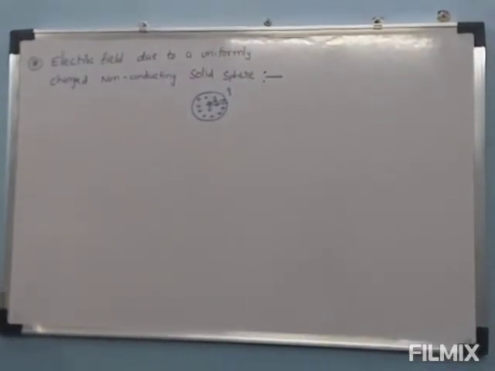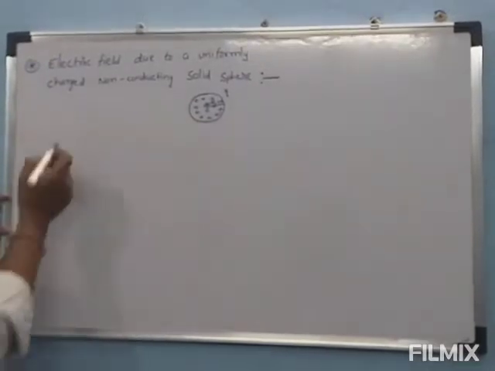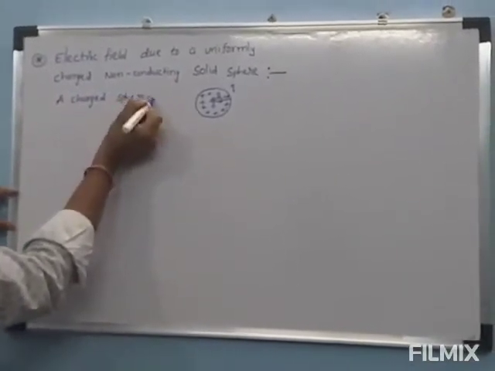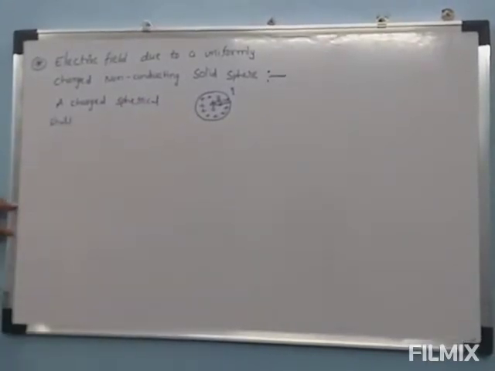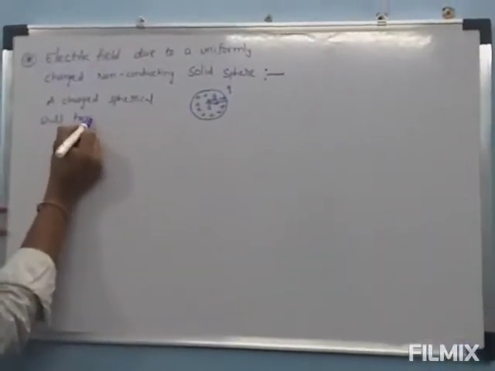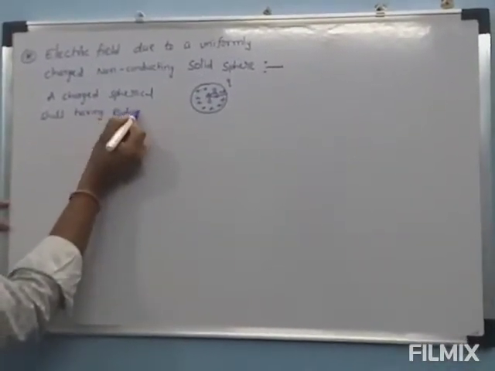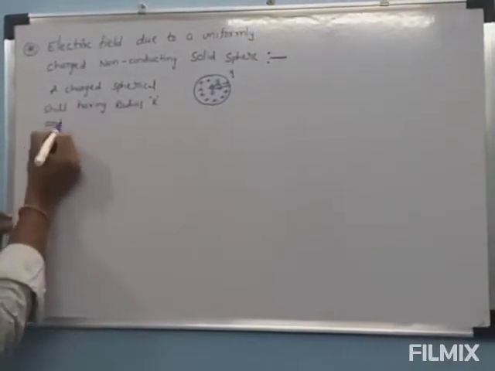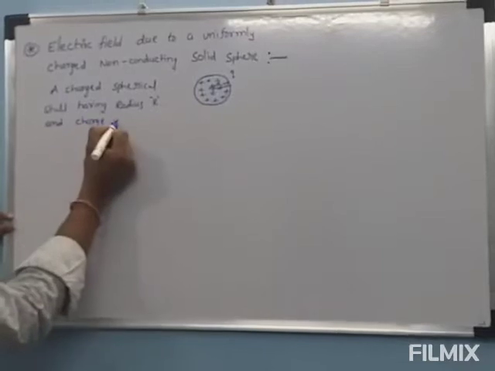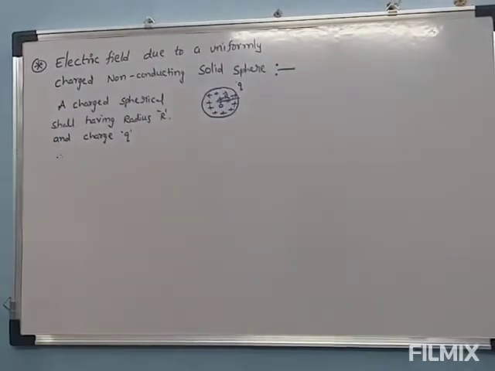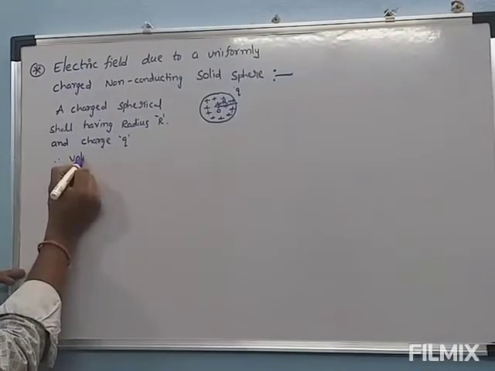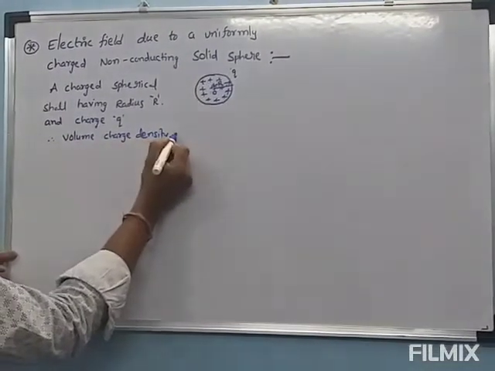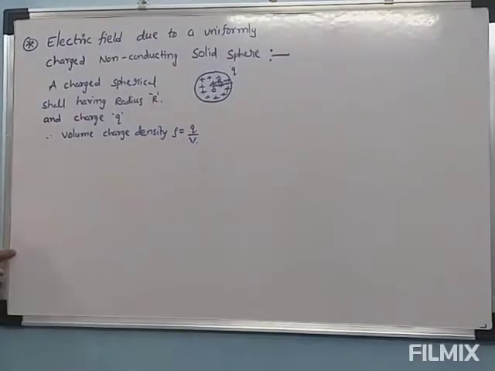Now first we consider a charged spherical shell having radius capital R and charge Q. Therefore, the volume charge density rho is equal to Q by V.